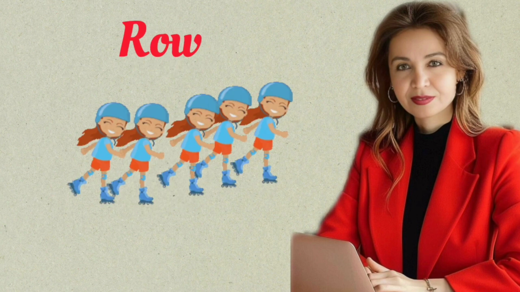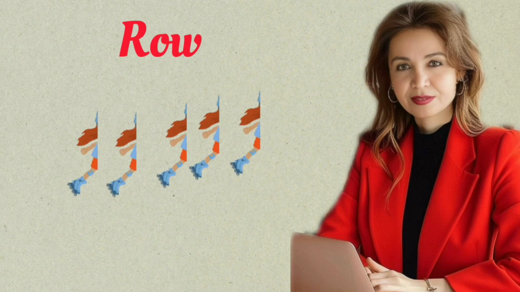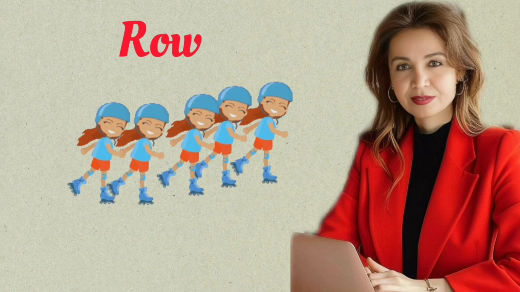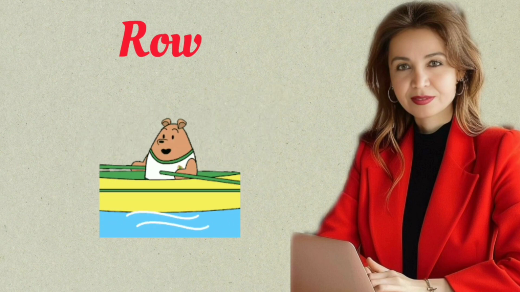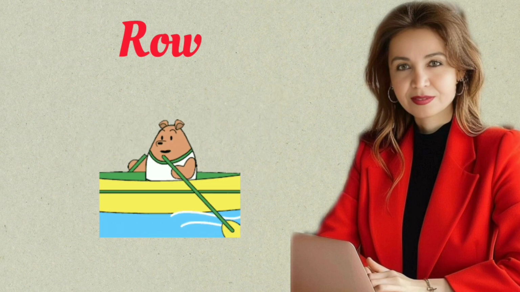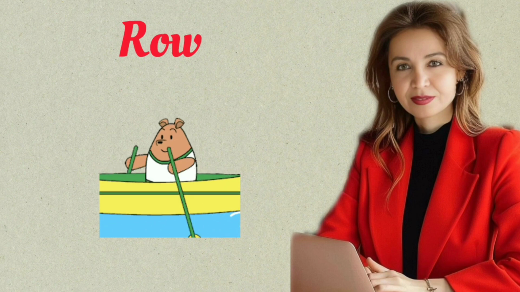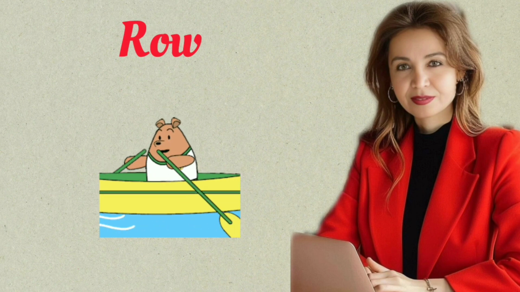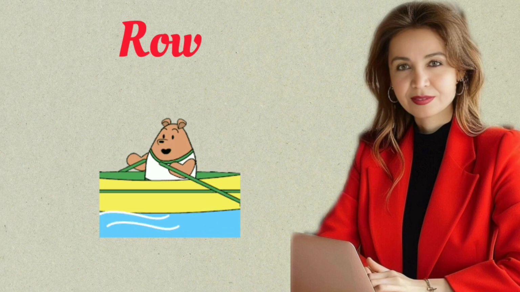And the last homonym is row. It can be a line of things or a queue. In the airplane, we stand in a queue. We make a line. And I was standing in the last row. Row can be used as a verb, meaning to paddle your boat, to move the boat with your hands. Row, row, row your boat.